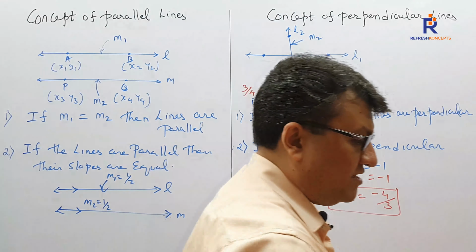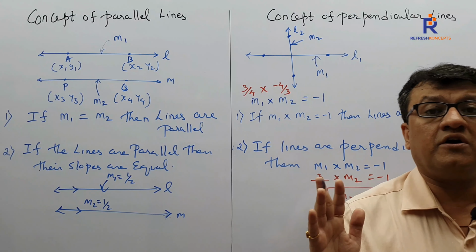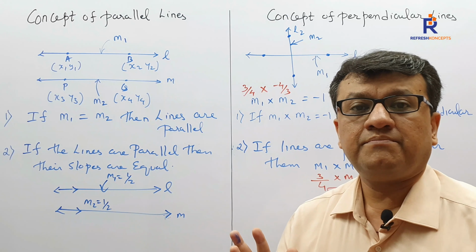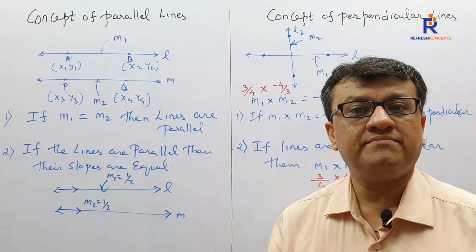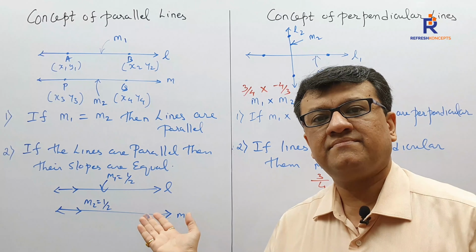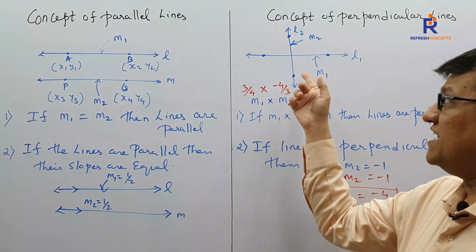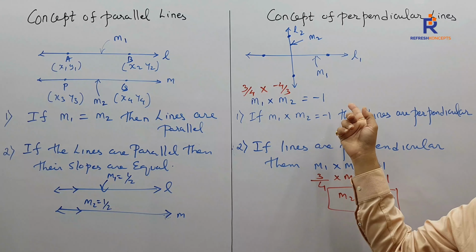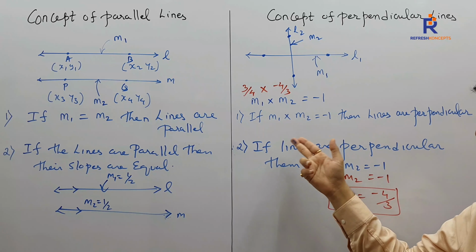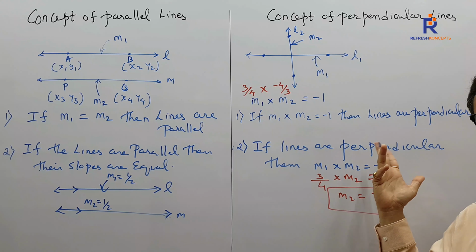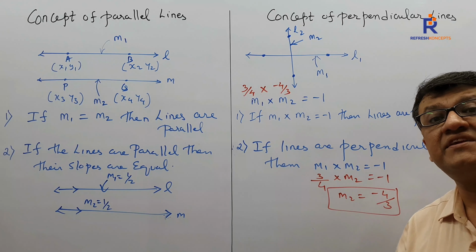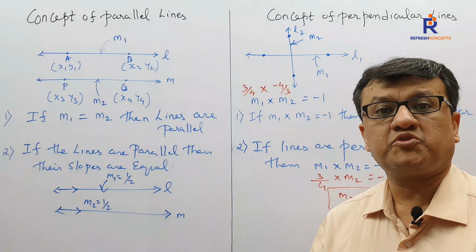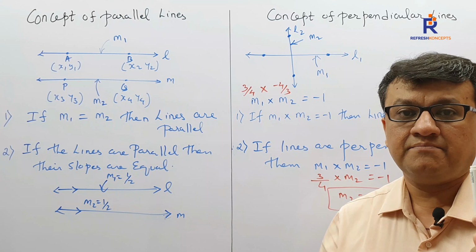Are you getting me, children? These are the conditions for parallel lines and perpendicular lines. So for lines to be parallel, the slope has to be the same. Converse, if the slopes are the same, the lines are parallel. If the lines are perpendicular, then the product of the slopes is -1. Converse, if the product of the slopes is -1, then the lines are perpendicular. Right? Very simple. Just keep this in mind. It is going to be very, very useful when we solve problems based on parallel lines and perpendicular lines.